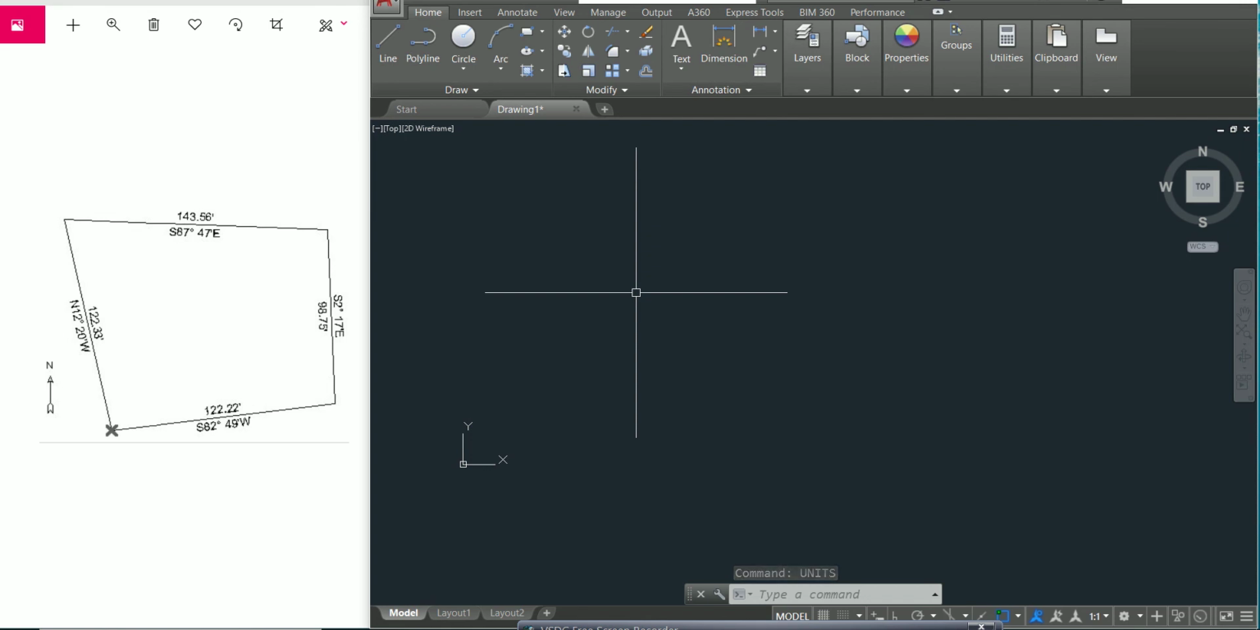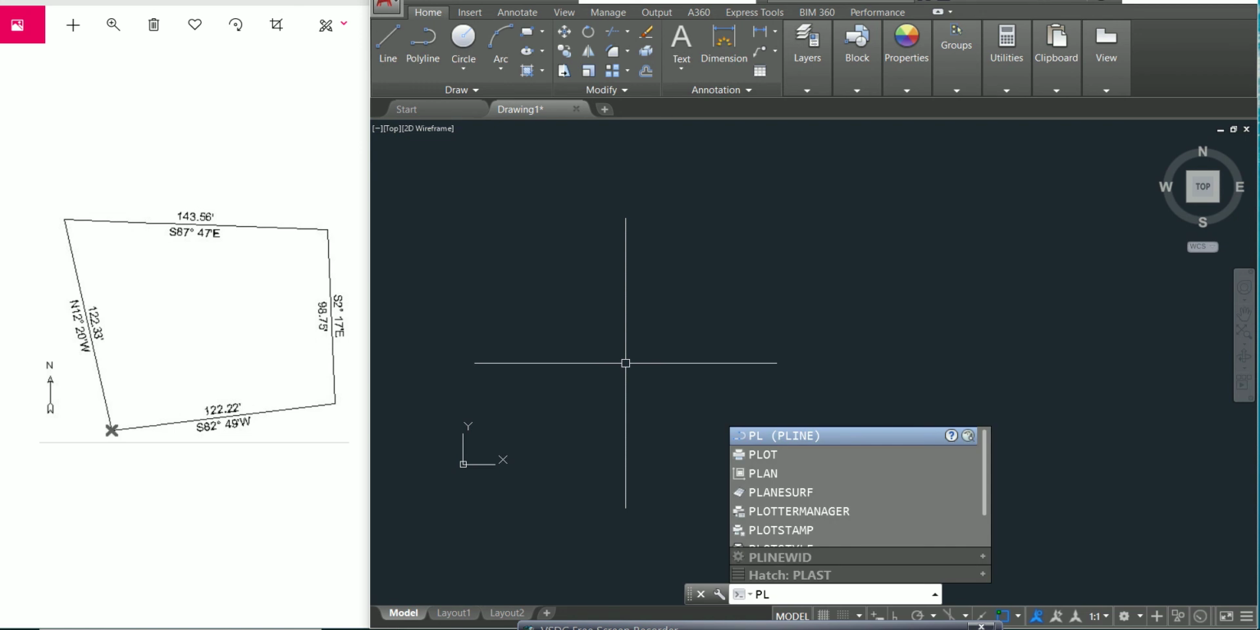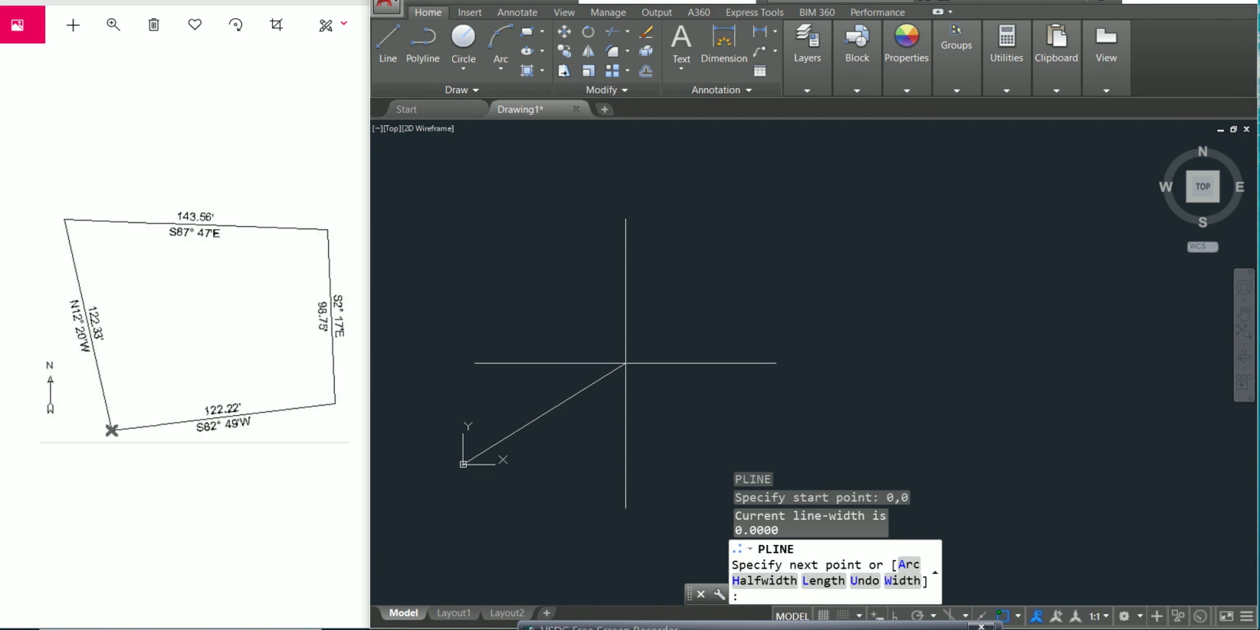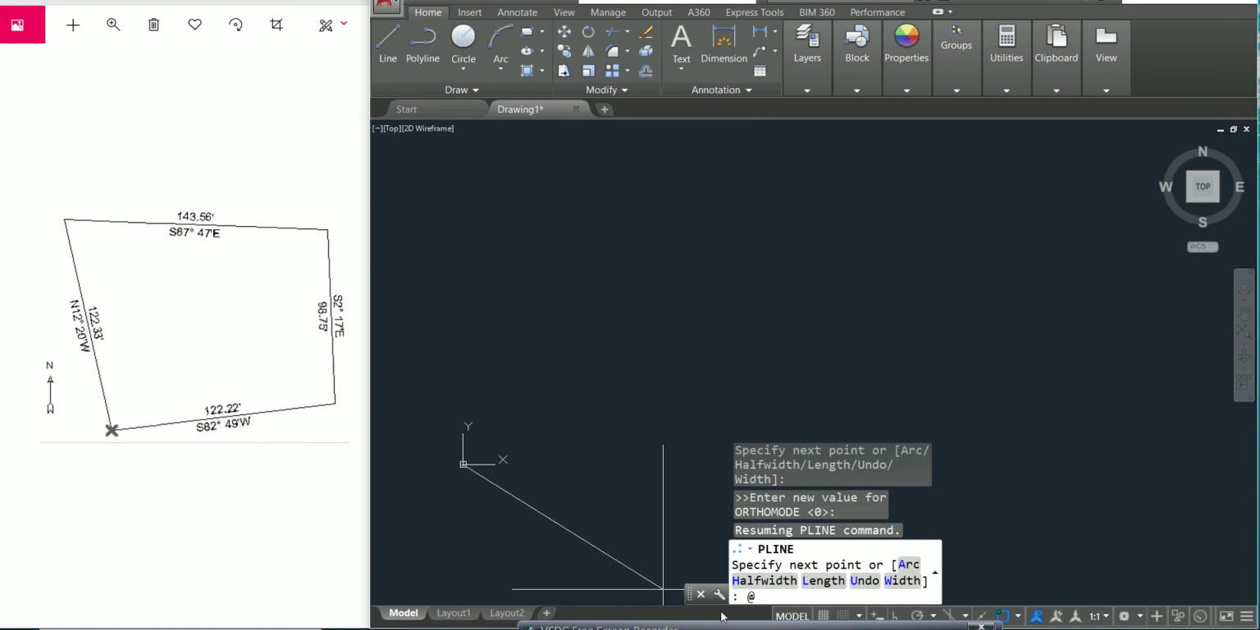So let's start. So I assume na this one is the point 1 to point 2. Okay? So PL, always use polyline. Then 0,0. Okay? So mag-i-start siya dito sa Y and X axis. So next is @, type nyo yun. Ayan, yan.